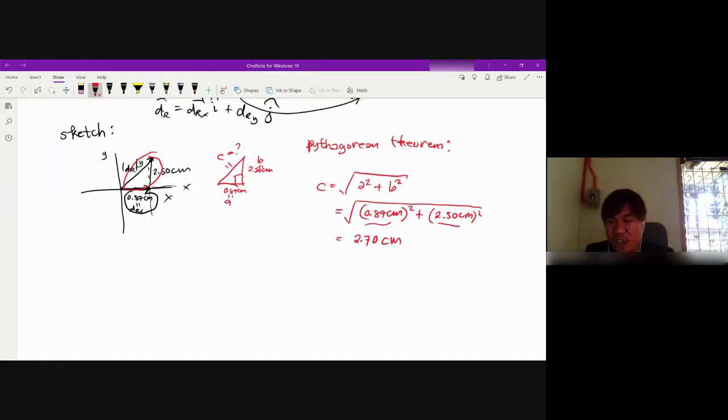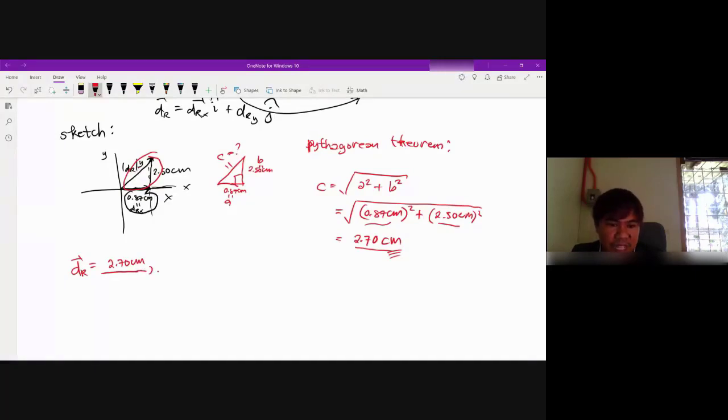Okay? Sir, in the graphical method, it was not like this, because we were assuming. This is now the exact. That's why I told you the analytical method is more exact. So now, this is your magnitude. Remember, the first part of dr is the magnitude. This one, the C, is your magnitude. This is actually 2.70 cm.